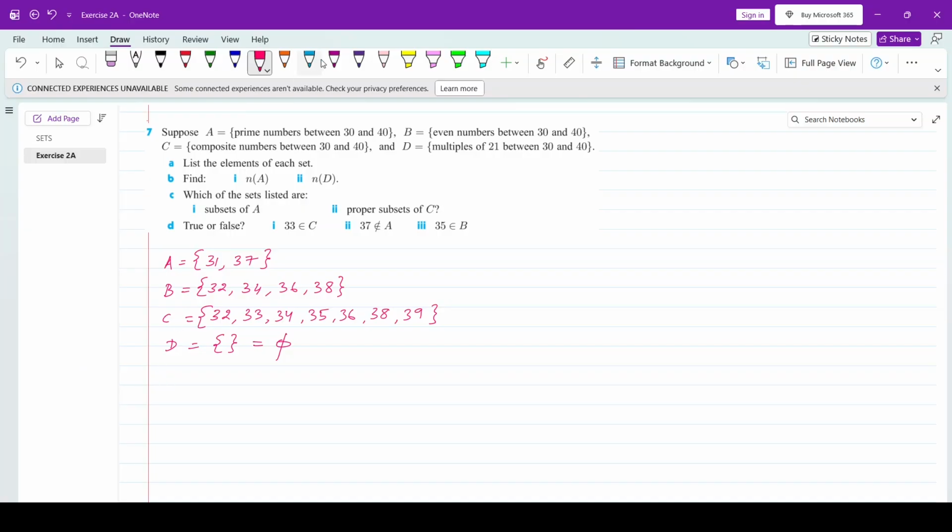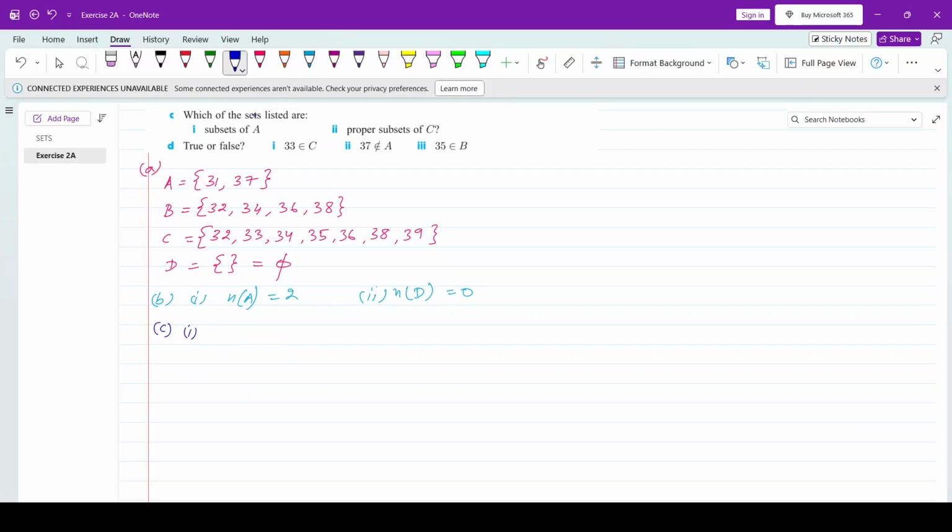Now let's move on to question part A. List the elements of each set. We have already done this part. Now let's move on to the next sub part, that is B. Find the number of elements in A. The number of elements in A is 2 and the number of elements in D is 0.